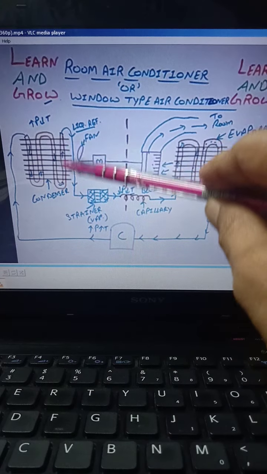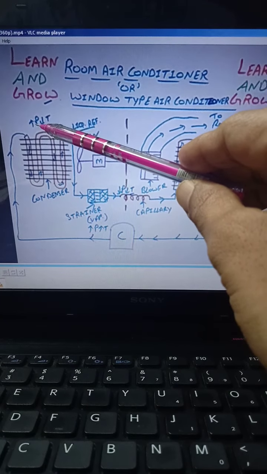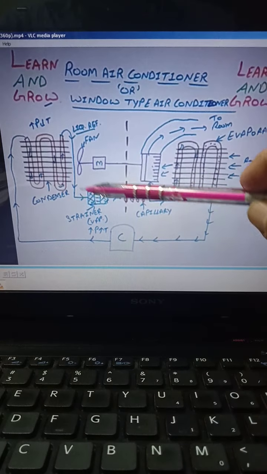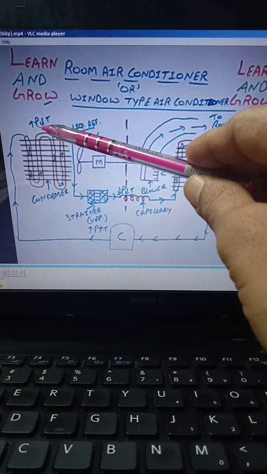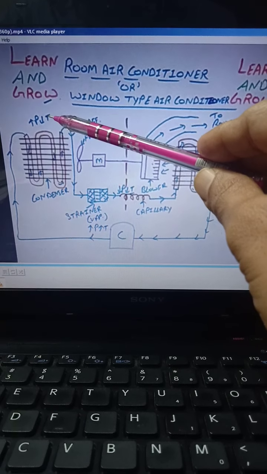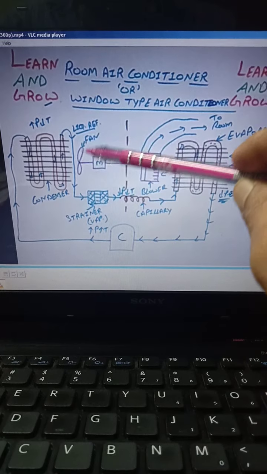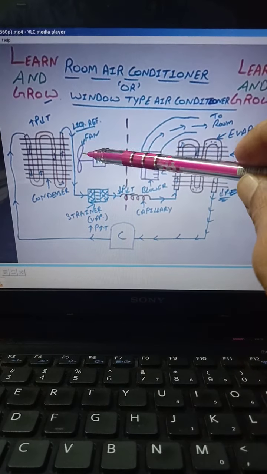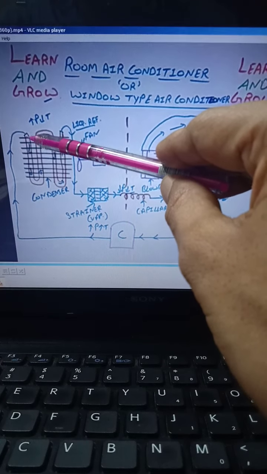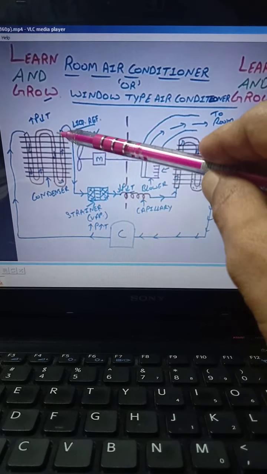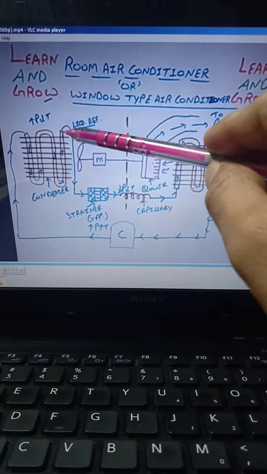In the condenser area, the temperature is lowered, but the pressure is increased. So that means this liquid which is flowing in this area will be of high pressure as well as low temperature. Further, we have these fans which are connected to this area. Using these fans, the heat of the liquid which is flowing in this area is sent outside, or it is sent to the atmosphere.